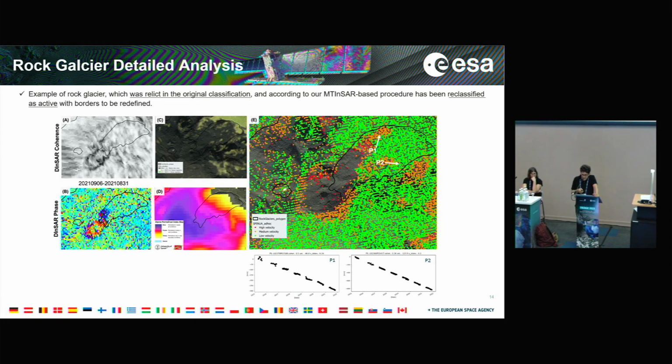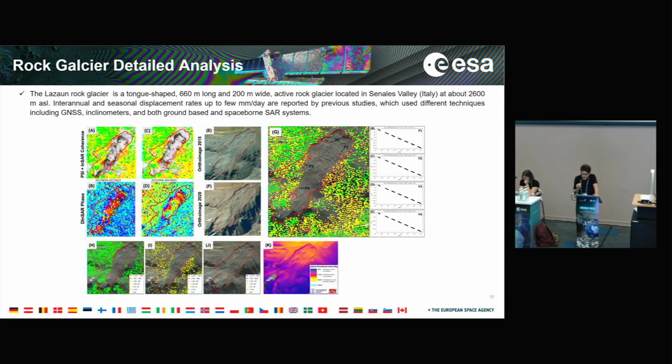And this is quite an interesting one because again, we have a lack of coherent targets within the polygon, but we use the information coming from the coherence and the standard DInSAR phase, as well as, of course, the permafrost index and the NDVI. And this is the Lazaun test case that I presented previously. Also in this case, we experience a lack of coherent targets because of the high velocity rate within the border of the rock glacier.